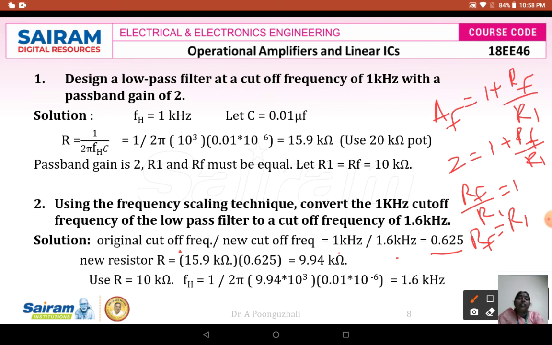To check whether we have got the new frequency, FH is 1 by 2 pi RC. The R value is 9.94 into 10 power 3, and the C value we assumed is 0.01 into 10 power minus 6. If I multiply and take 1 by this value, it is going to be 1.6 kilohertz. That means whatever resistor value we have got is correct. So this is about the design of your low pass filter. In the next video, we will see the second order low pass filter.